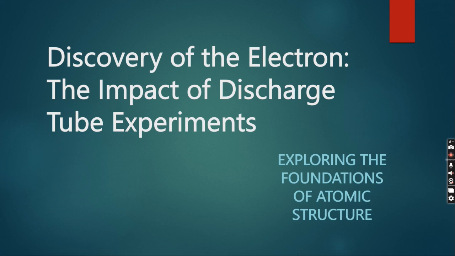Today we are going to discuss an important topic of first year chemistry from Unit 2 Atomic Structure. The topic is discovery of electron or discovery of cathode ray or discharge tube experiment.